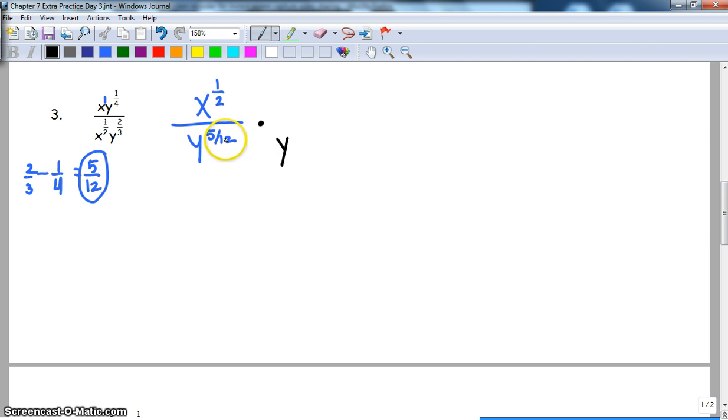How do you rationalize when you have 5/12? Remember, you want to make a whole. So the part you need is 7/12, because 5/12 plus 7/12 is just 12/12, which is just 1.